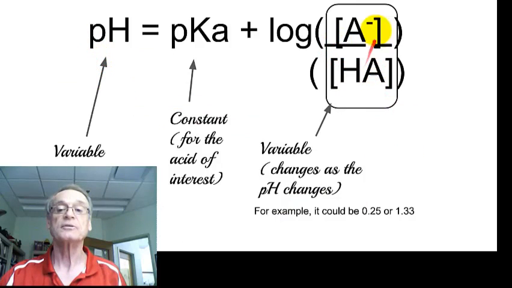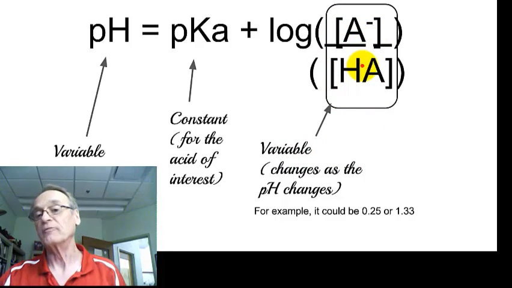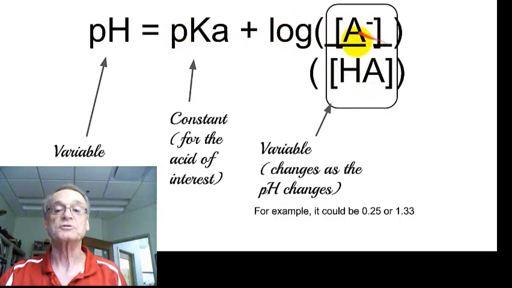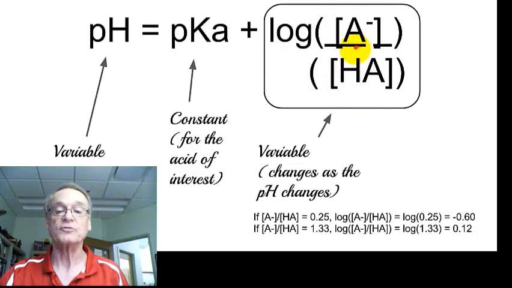And then, as I said, this that I put in a box here, that's a variable because you can have lots of the conjugate base and not very much of the conjugate acid, or not very much of the conjugate base and lots of the conjugate acid, or it could be 50-50. That ratio can be all over the place, again, depending upon what the pH is. So this is a variable, and it changes as the pH changes. So variable, constant, variable. And if this number, which is just a ratio, is a particular number, for example, it could be 0.25, or it could be 1.33, or it could be 2.7 times 10 to the minus 8, or it could be any number, huge, tiny, or somewhere in between. If that is a number, then the log of that is also a number.